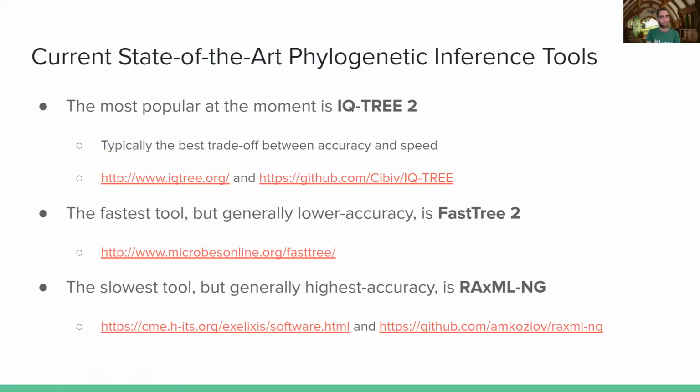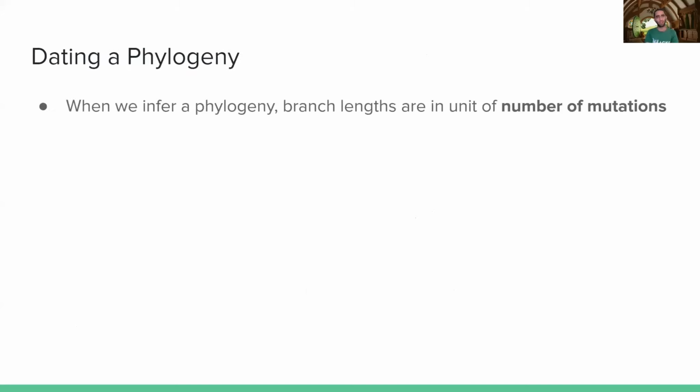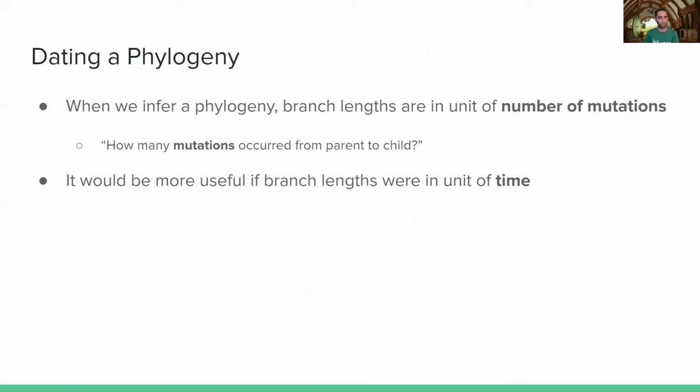And also the branch lengths are in unit of mutations. Whereas in practice, to make this meaningful, we want our branch lengths to be in unit of time. So the next step is generally dating the phylogeny. When I infer a phylogeny, the branch lengths are in unit of number of mutations. So each length is maybe 5 mutations, or 5 mutations normalized by the length of the genome sequence, something like that. So we basically have information about how many mutations occurred from parent to child. But for public health purposes, it would be a lot more useful if the branch lengths were in unit of time. So how much time has passed from parent to child, maybe how many days, how many weeks, whatever.